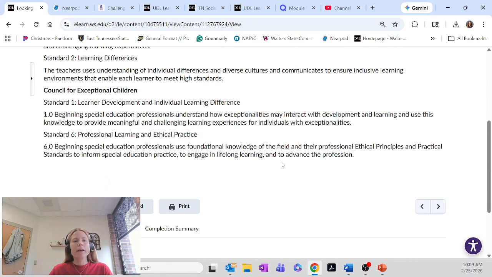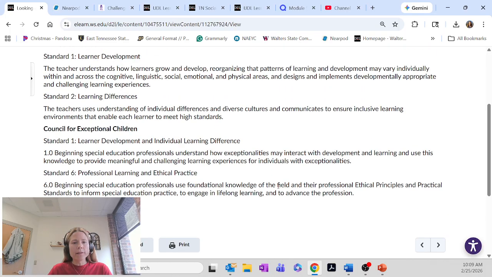Okay, now, what standards are we hitting underneath Council for Exceptional Children? So, standard one, similar to the InTASC, is learner development and individual learning differences, right? Council for Exceptional Children says that this standard is beginning special education professionals understand how exceptionalities may interact with development and learning and use this knowledge to provide meaningful and challenging learning experiences for individuals with exceptionalities.